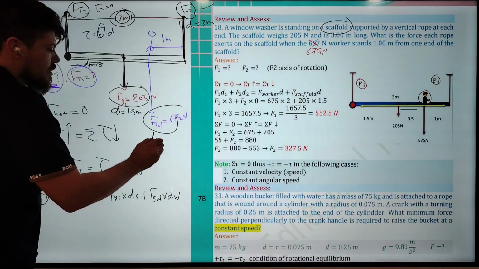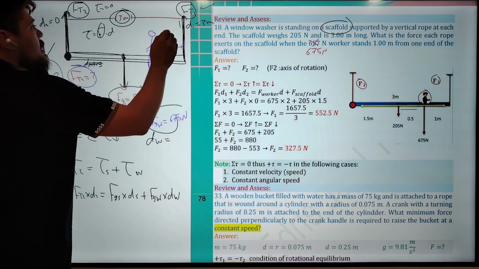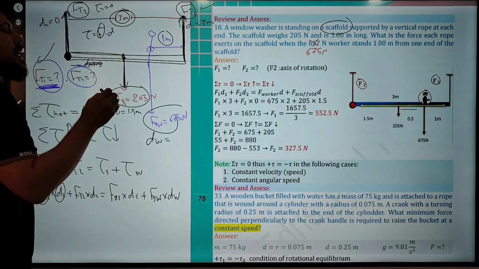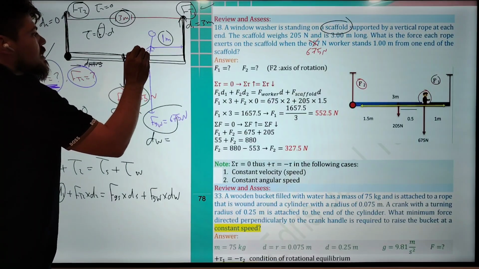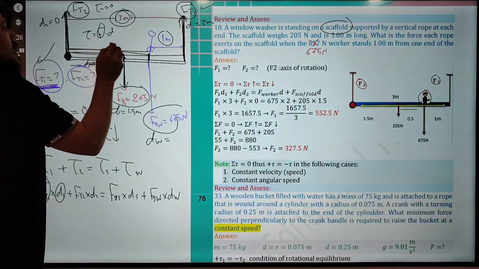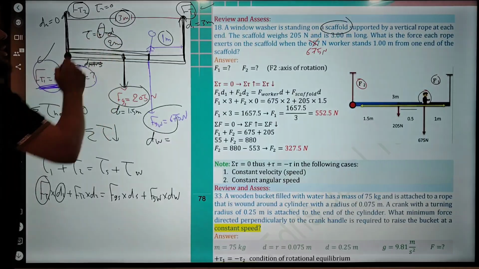The distance of the worker is very important. Listen carefully, please. This worker is 1 meter away from this force. Okay, so we don't need this one, please. The gravitational force of the worker is applied at this point. The distance from the gravitational force to the axis of rotation is equal to what? 3 minus 1. 2 meters remain here.